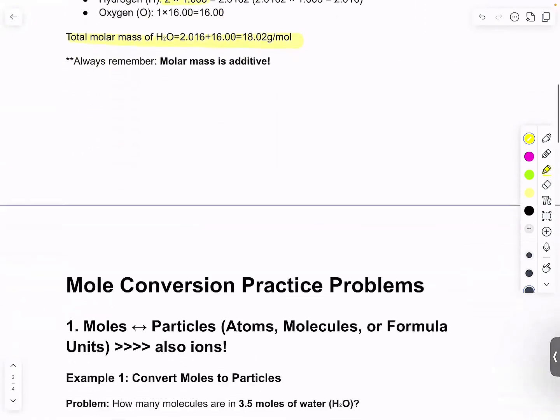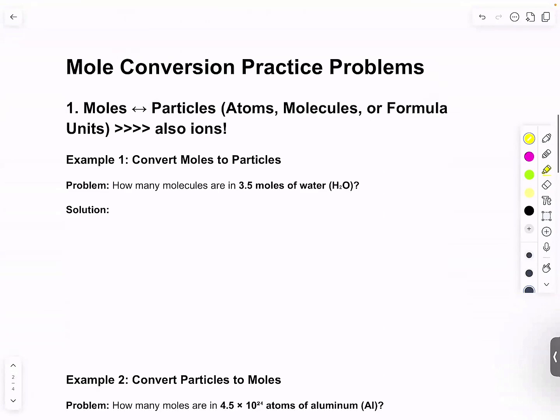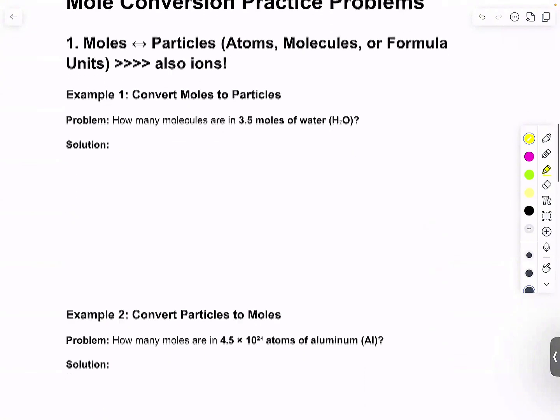Moving on down, we have our mole. Given moles, we can determine how many particles, atoms, or molecules we have. For example, we can convert moles to particles, and then we can go in reverse and convert particles back to moles.